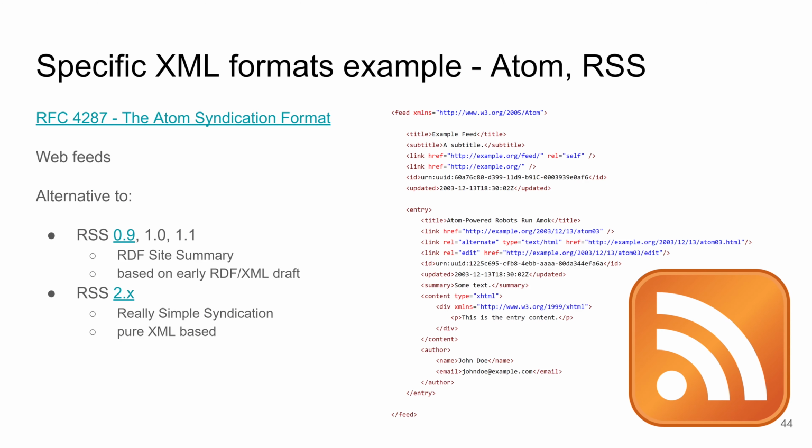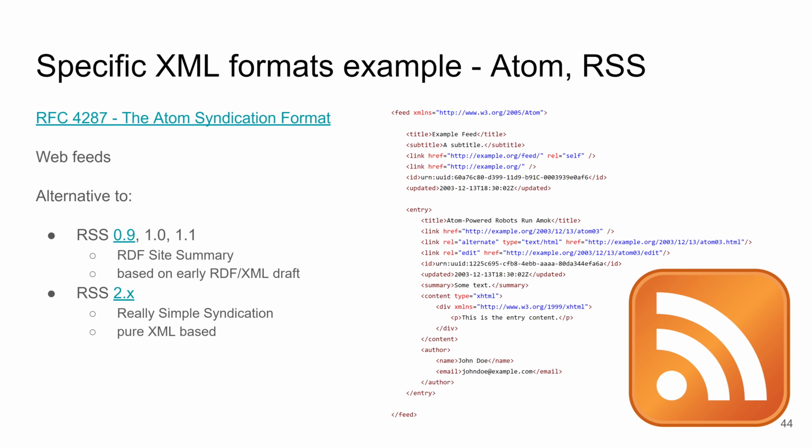Actually, one fun fact is that RSS 0.9, 1.0 and 1.1 versions were a shortcut for RDF Site Summary, and they were used in an early draft of the RDF/XML syntax. However, RSS 2.x is now a shortcut for Really Simple Syndication, and it doesn't use RDF anymore, it uses just pure XML.